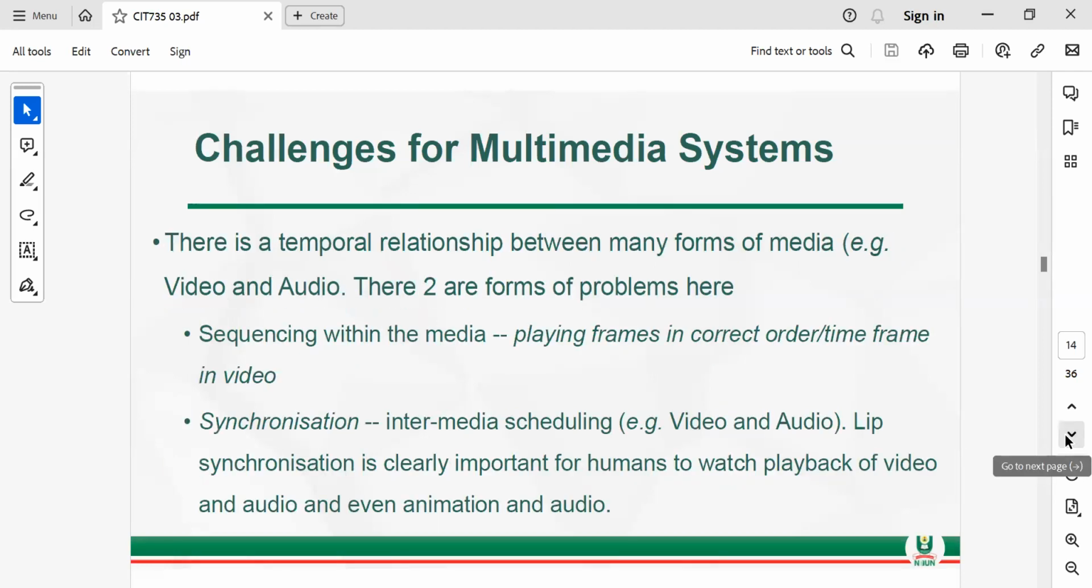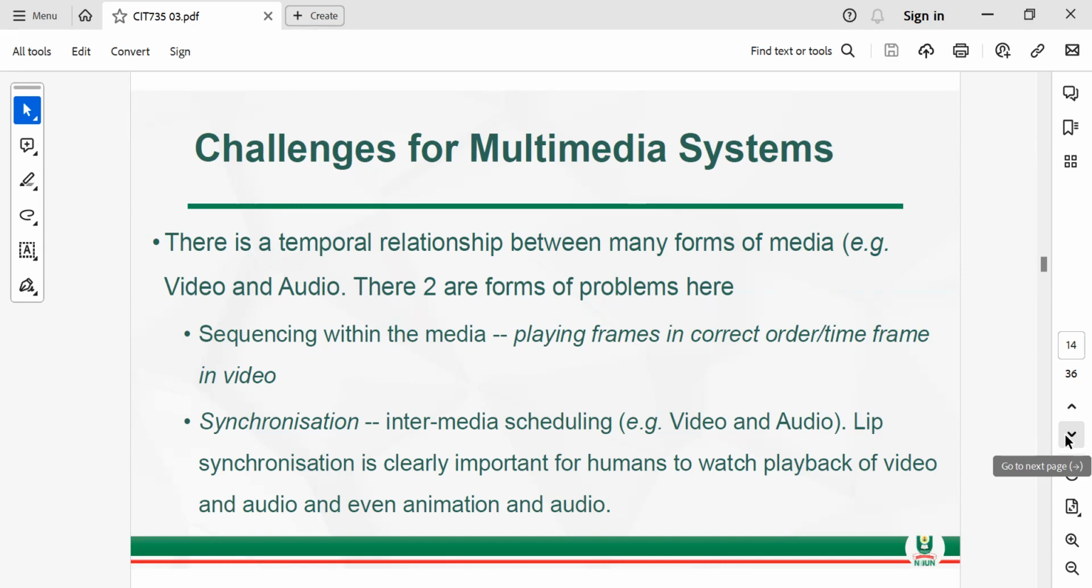Challenges for multimedia systems. There's a temporal relationship between many forms of media, video and audio. There are two forms of problems here. Sequencing within the media, what I just said before, playing the frames in correct order or time frame in video. That is one. Synchronization, intermediate scheduling, video and audio. Lip synchronization is clearly important for humans to watch playback of video and audio, and even animation and audio. So when the lip is moving, the voice also moves with that lip. If it does not, then there's no synchronization.